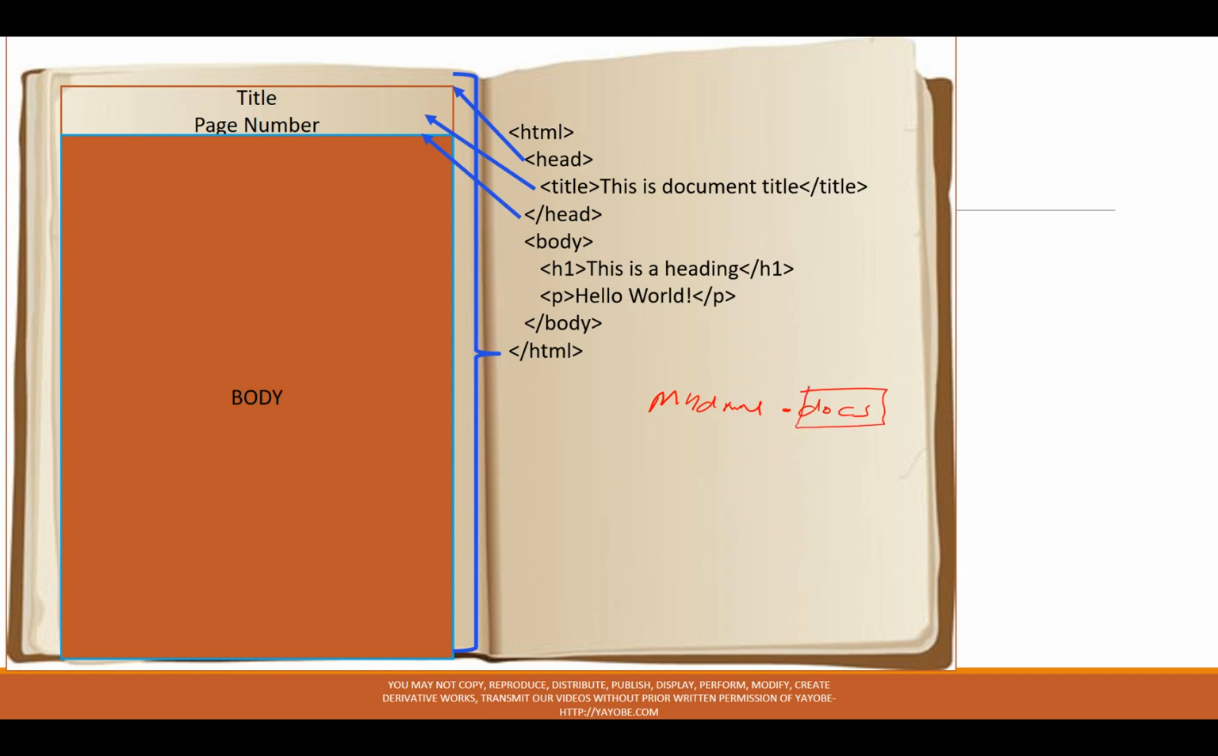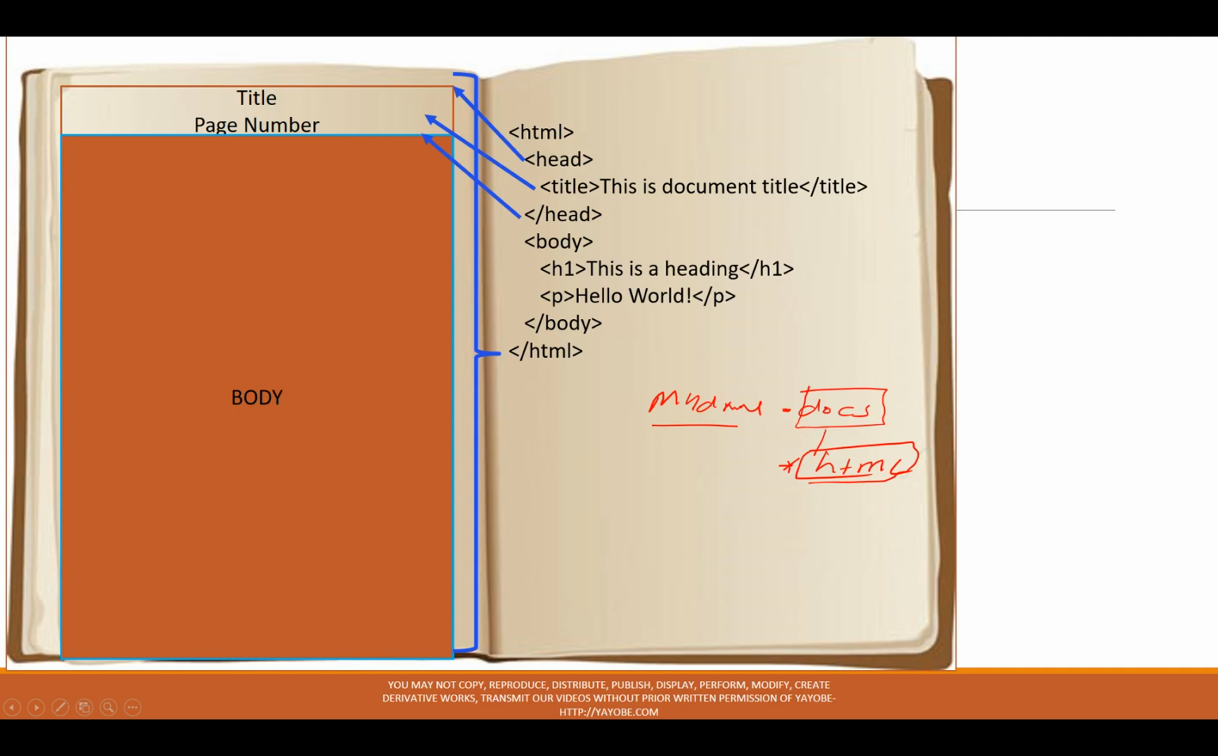So whenever you create any HTML page, the extension must be HTML. For example, my document.html. Make sure that the extension is HTML. I will explain that later when we create our first page. Okay, so any page at the minimum needs HTML, followed by head, followed by body.